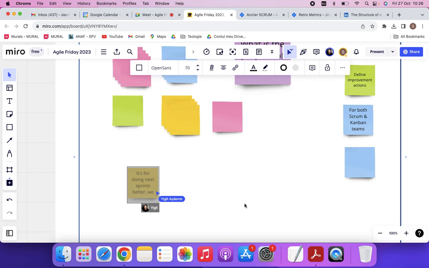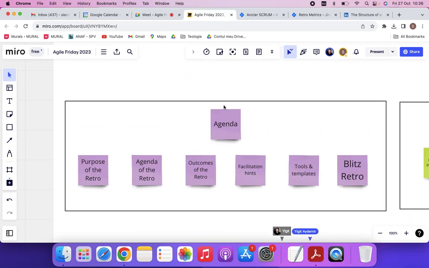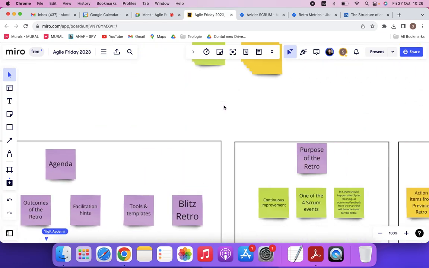Perfect. In one sentence, I can write this: it's for doing next sprints better. Yeah, and you're right. I also added, I tried to catch some points: define improvement actions, for both Scrum and Kanban teams. And now I will go a little up where I prepared the retro part.